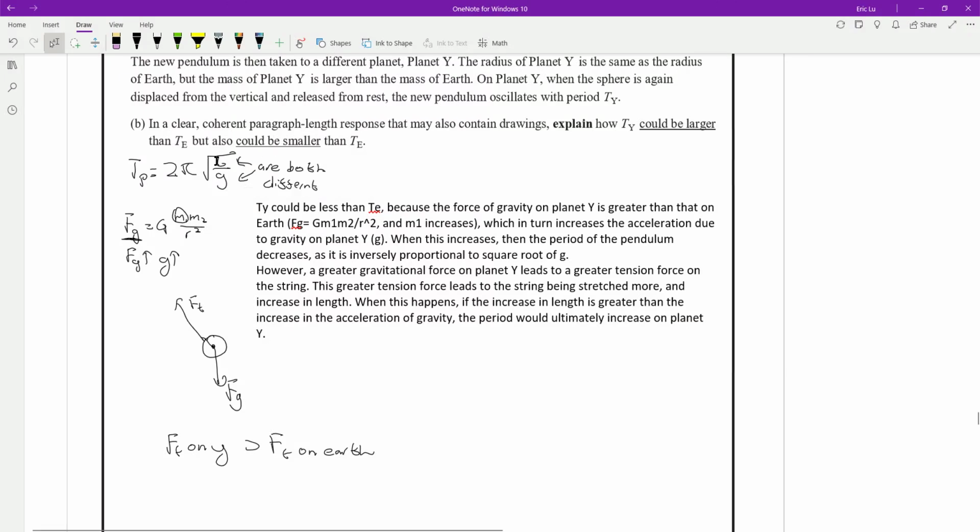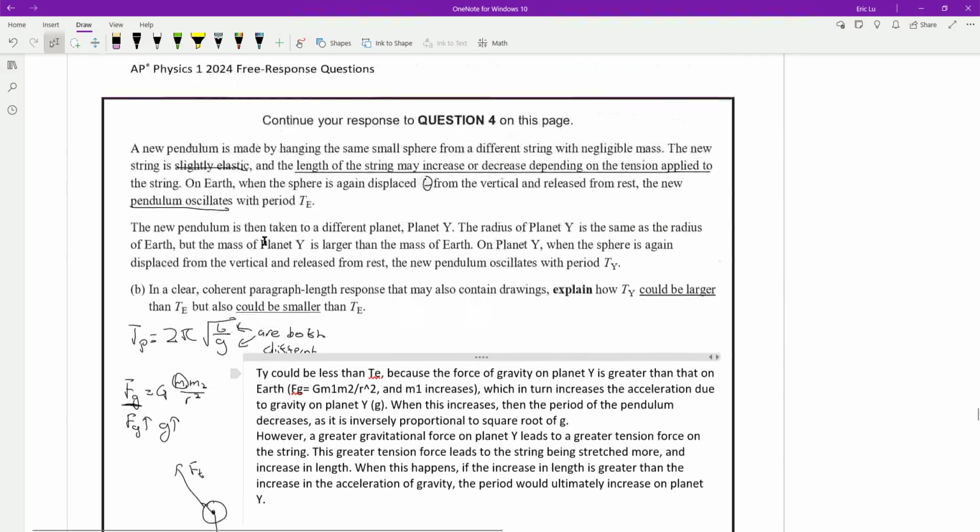And because L and g both increase, like g increases no matter what, and L increases because of our logic. But if the string is very elastic, it's very stretchy, then L would increase a larger amount than g, which ultimately results in an increase in the period. However, if the string is not that elastic and pretty hard to stretch, then L would increase a smaller amount than g, and that would result in the period of the pendulum being less on planet Y. I hope that helps you guys, and yeah, thank you for watching.